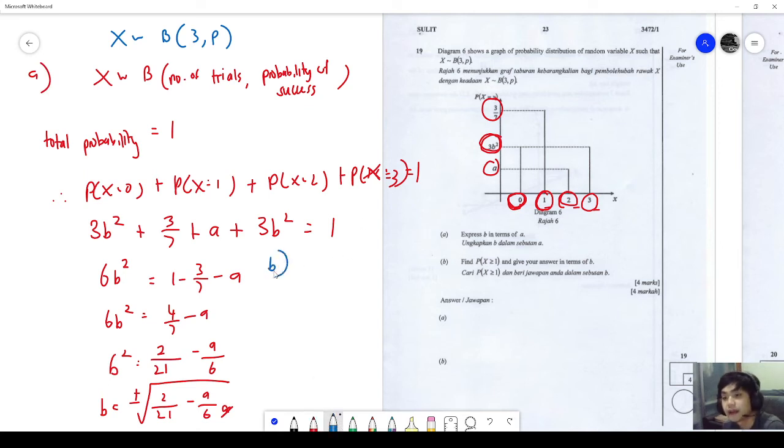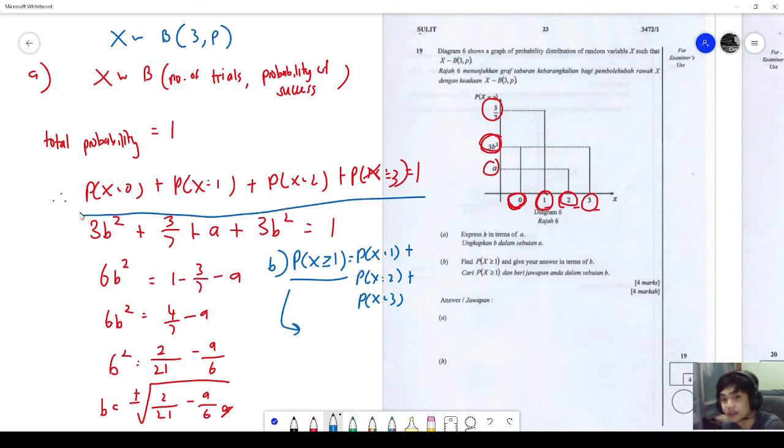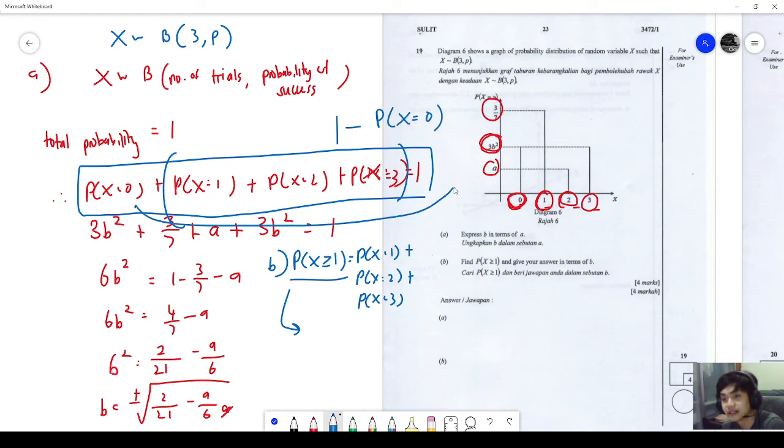For question B, find the probability of x greater than or equal to 1 and give your answer in terms of B. So the probability of x greater than or equal to 1 is technically you have to add up x equals 1, x equals 2, and x equals 3 together. To make this a bit faster, I can instead write this as a complement. Since we had this equation earlier, the probability of x equals 1, 2, and 3 is simply 1 minus the probability x equals 0, by just bringing this to the other side.